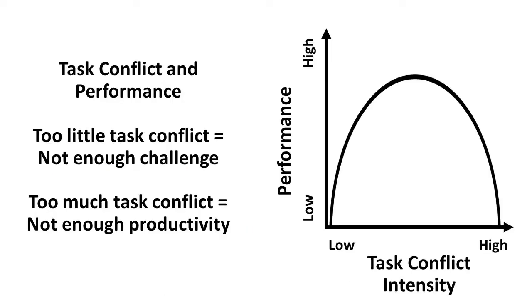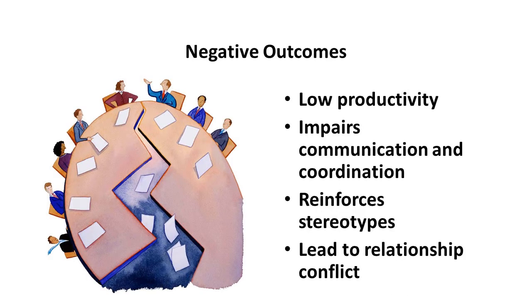In fact, the relationship between task conflict and performance is curvilinear. This means moderate amounts of it is actually good for performance. Low conflict means people aren't challenging themselves or their assumptions. High conflict means people can't get anything done because they can't agree on how to proceed. Task conflict can also lead to impaired communication and coordination. It can reinforce stereotypes and lead people to focus on their differences instead of working through them. Plus, too much of it could lead to relationship conflict.